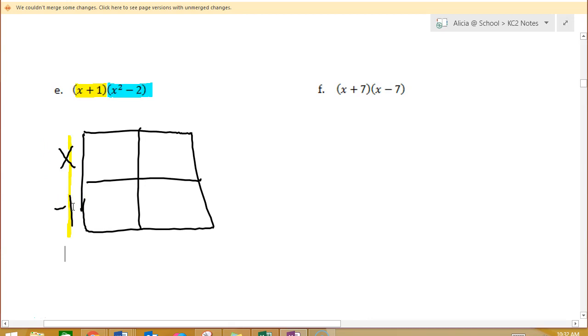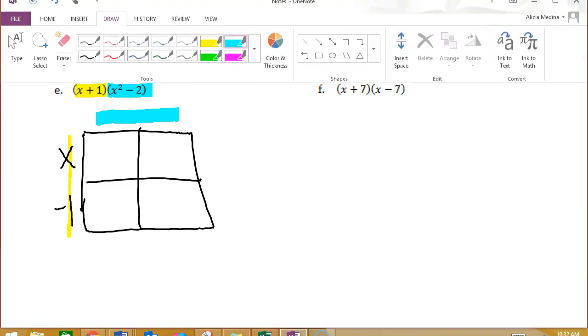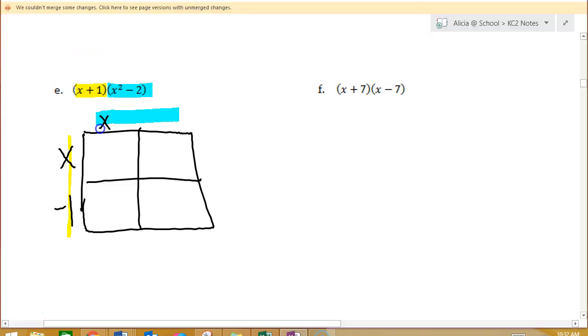Our other binomial is going to be x squared minus 2x. So again, that has to go on the other side, keeping that whole binomial together. So x squared minus 2x. Combining our like terms, we have to multiply that. X squared times x. Remember that has an exponent of 1. When we multiply, we add those exponents. So 2 plus 1 is 3.